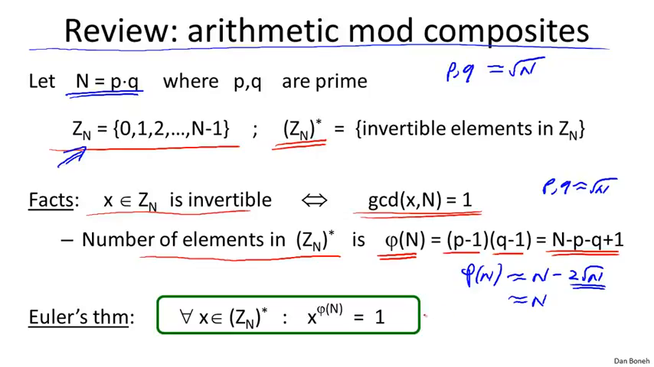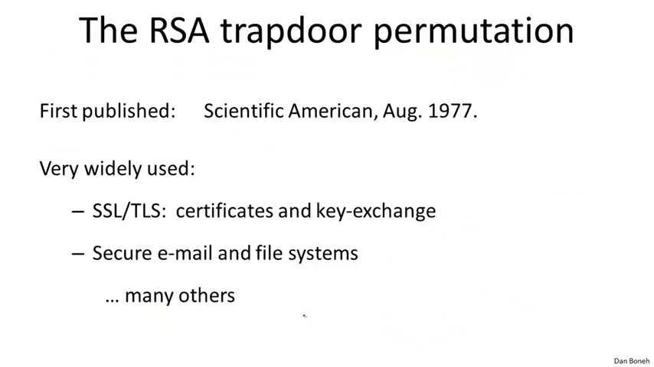The last thing that we'll need is Euler's theorem, which we covered last week, which basically says that for any element x in Zn star, if I raise x to the power of phi of n, I get 1 in Zn. So in other words, I get 1 modulo n. I'll say it one more time because this is going to be critical for what's coming. Again, x to the phi of n is equal to 1 modulo n.